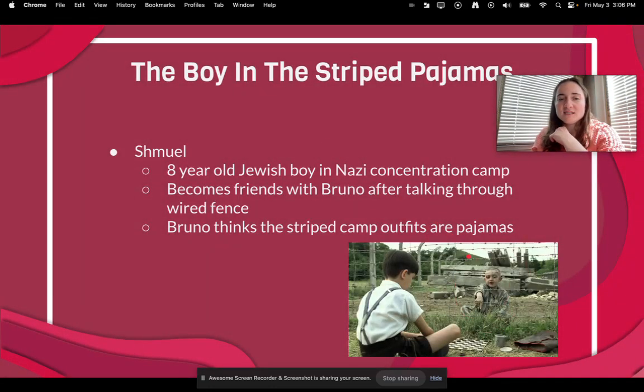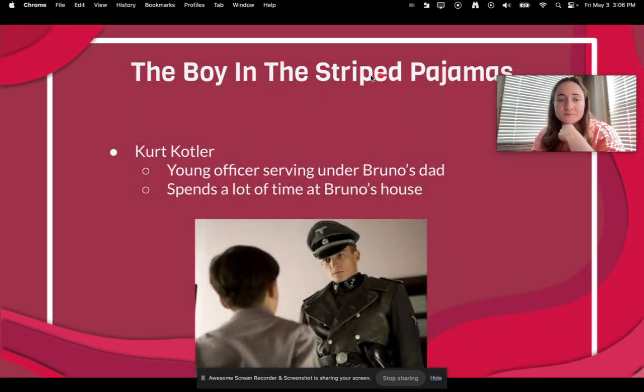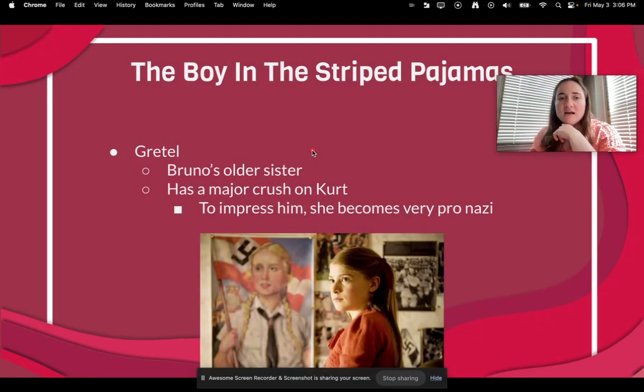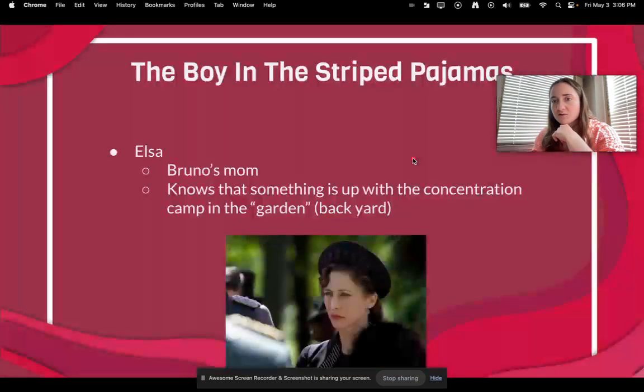So this is Shmuel down here. He is an 8-year-old Jewish boy in the Nazi concentration camp. And he becomes friends with Bruno after talking through the wired fence. As you can see here, they're playing checkers. Bruno thinks that the striped camp outfits are just pajamas and not jail uniforms. Another major-ish character is Kurt Kotler. He was a young officer serving under Bruno's dad. He spends a lot of time at Bruno's house. He's important because Bruno's sister, Gretel, has a huge crush on him. And to impress him, Gretel becomes very pro-Nazi, as you'll see throughout the movie.